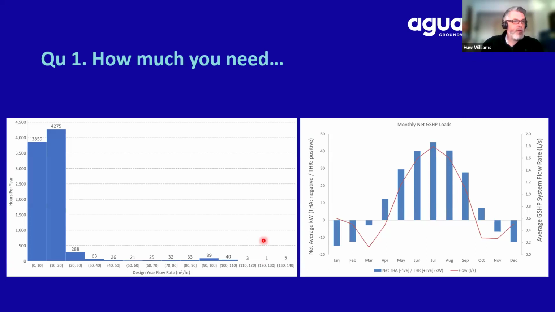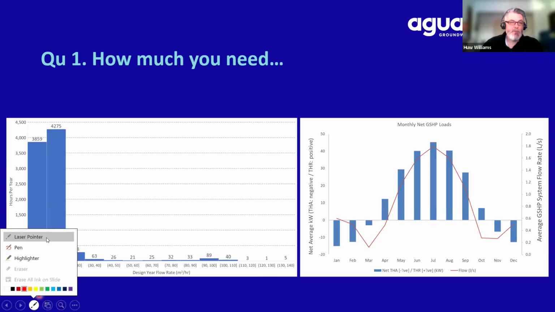This just tells us that a peak is a peak. By definition, it's a short duration, high load occurrence. So actually, how much water do you need? Well, your peak is 40 liters a second, but your peak average is more like 2 liters a second. And let's see what we can do then with 2 liters a second.